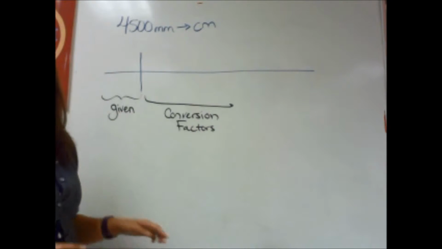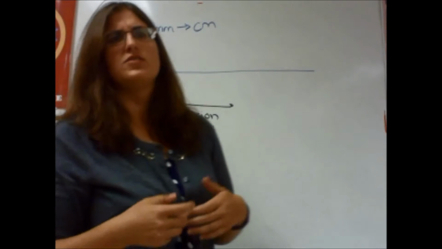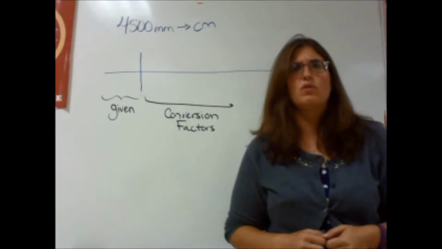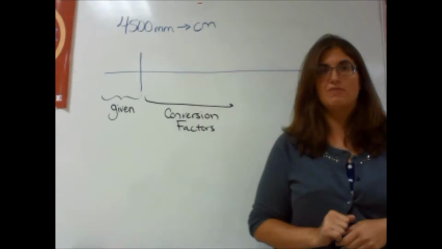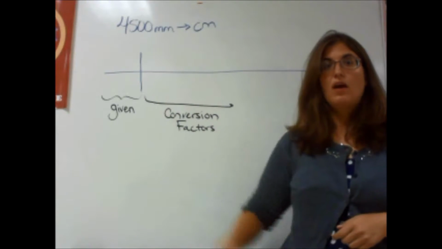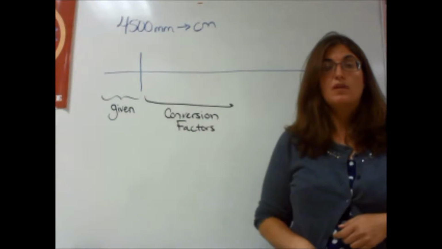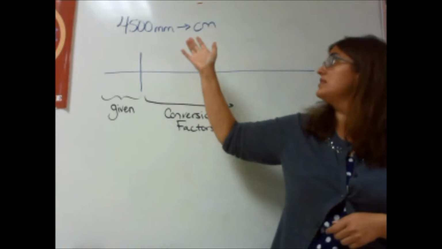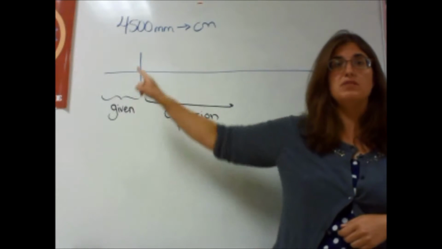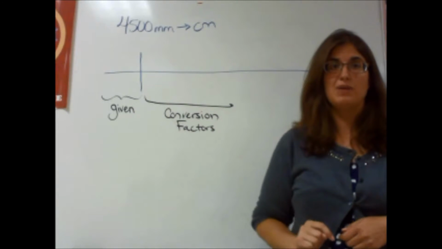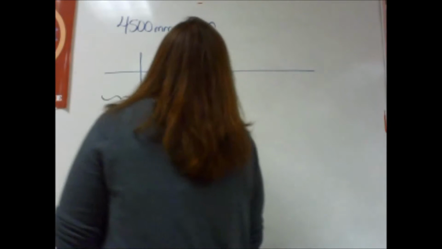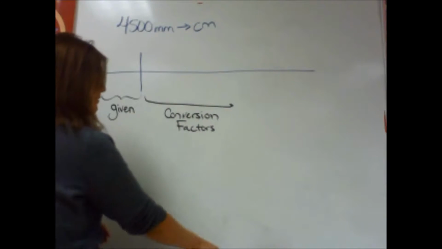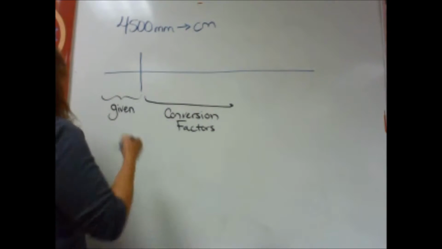So conversion factors might be something like there's 60 seconds in 1 minute, or there's 1,000 meters in a kilometer. Those are all conversion factors. They would go to the right. Our given is whatever we start with. So for example, on this, we don't start knowing how many centimeters we have, but we do start knowing how many millimeters we have. So what we do is we put what we start with, our 4,500 millimeters, on the top. And I'm going to use purple for what we start with.